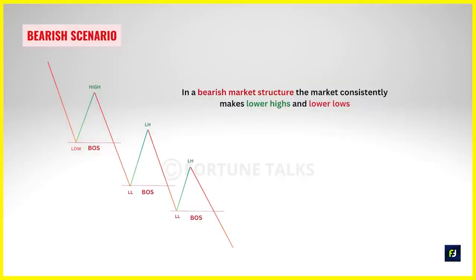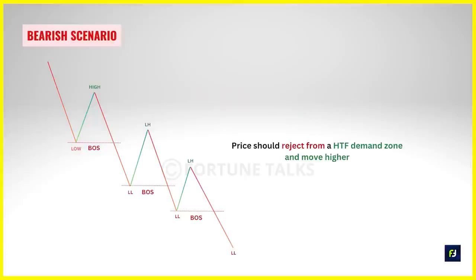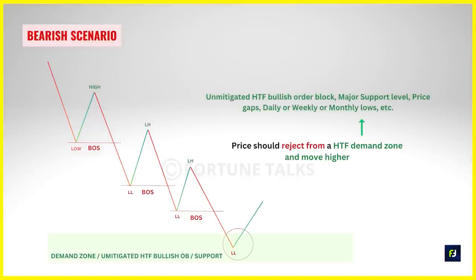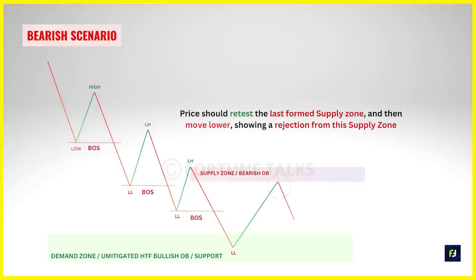In case the market is consistently making lower highs and lower lows, thereby indicating a bearish market trend, then we will wait for price to find support on a higher time frame demand zone and then move higher. This demand zone could be an unmitigated higher time frame bullish order block, a major support level, price gaps, daily or weekly or monthly lows, etc. As the price declines lower, it should react with the last formed supply zone on the same time frame that we are analyzing and then move lower.